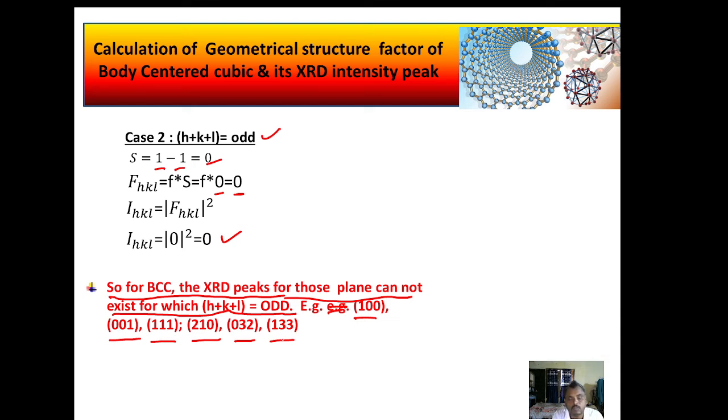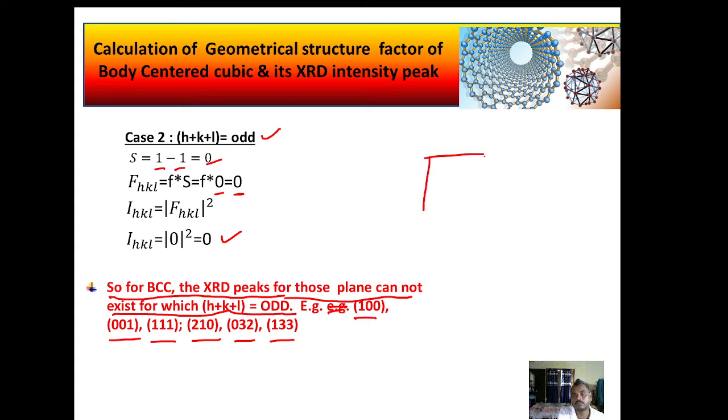Now, a simple question can come. Let's say for the given material, the XRD peaks are found for all possible planes. So whether it can be BCC, your answer will be no, because for BCC certain planes are prohibited and cannot appear. And it's because, when you go for BCC structures, some additional plane comes.